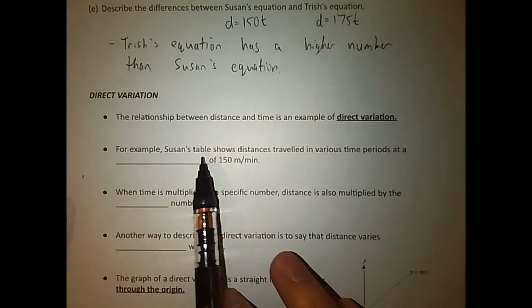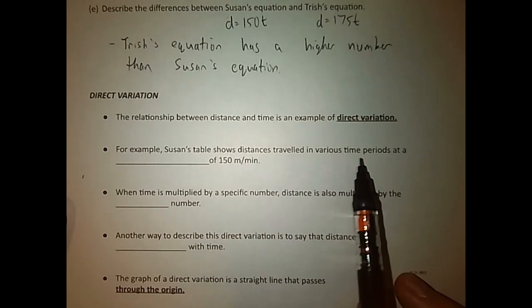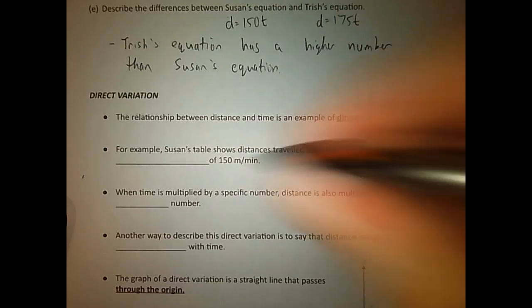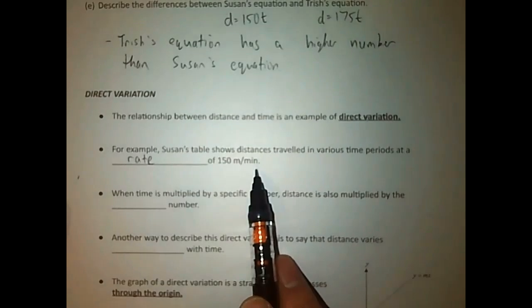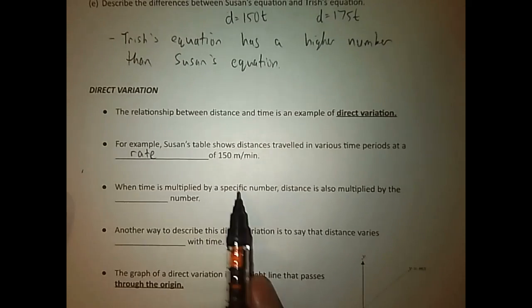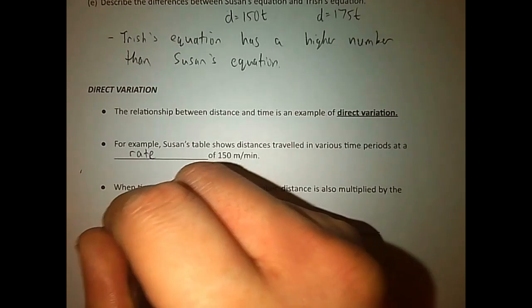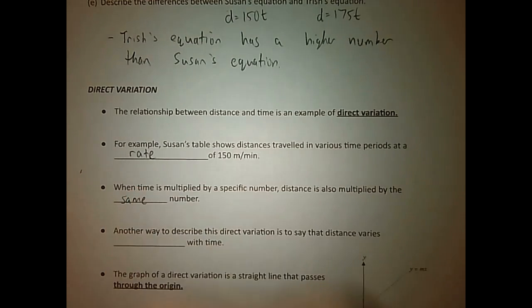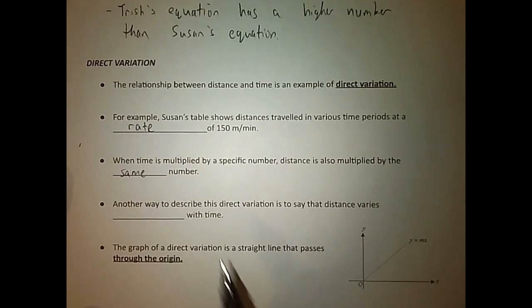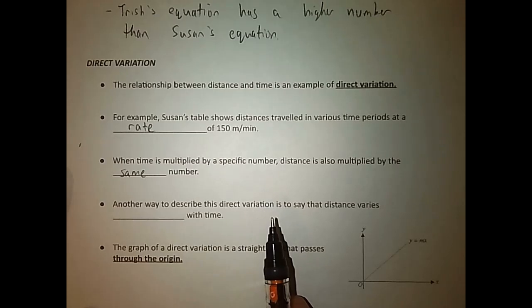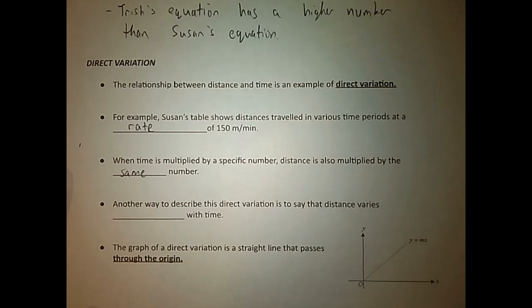For example, Susan's table shows the distances traveled in various time periods at a rate of 150 meters per minute. When time is multiplied by a specific number, distance is also multiplied by the same number. Like we saw before, when the time was doubled, the distance was also doubled. Another way to describe this direct variation is to say that distance varies directly with time.